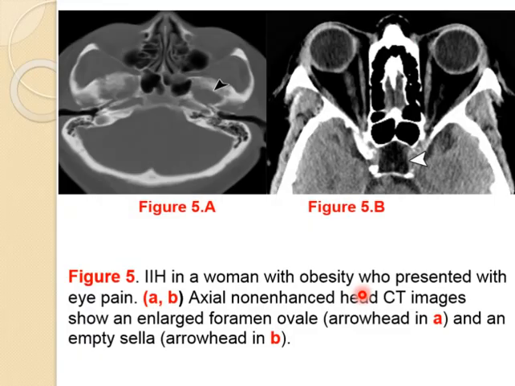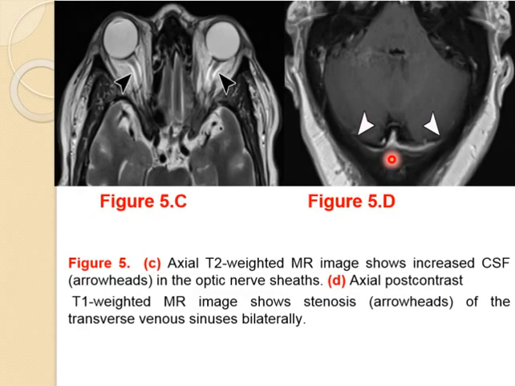As we see in this image, if we compare the foramen ovale in this patient, there is enlargement of the foramen ovale. And in this image, there is an empty sella sign. If we look here, there's increased CSF surrounding the optic nerve. And there is stenosis of the transverse venous sinus.